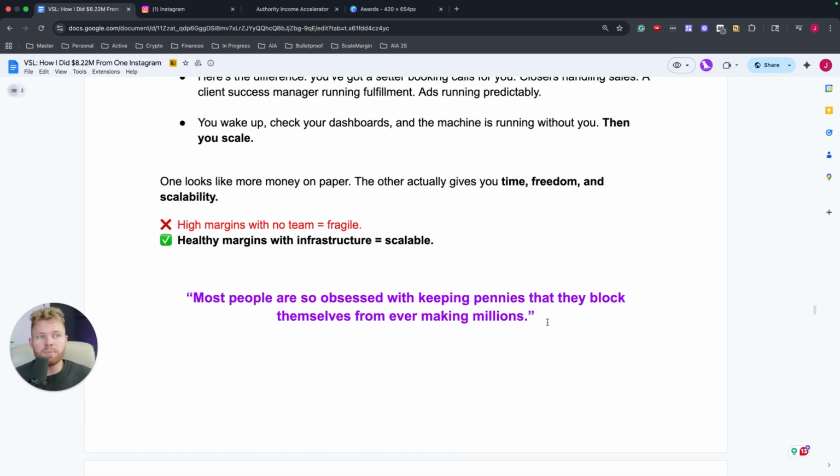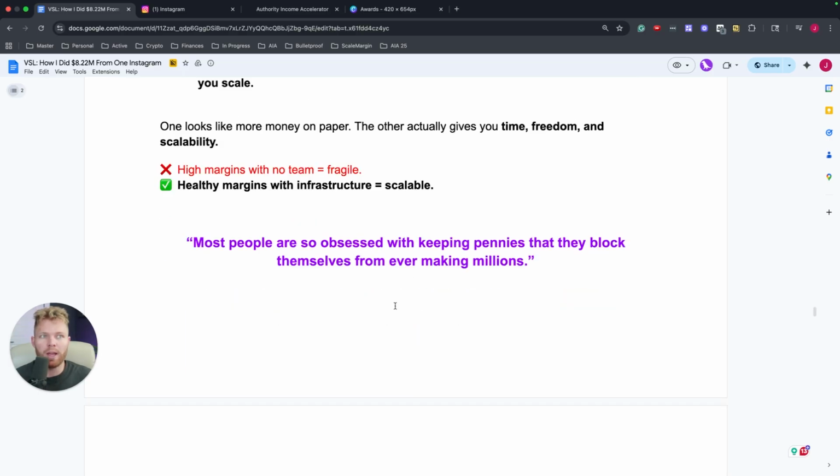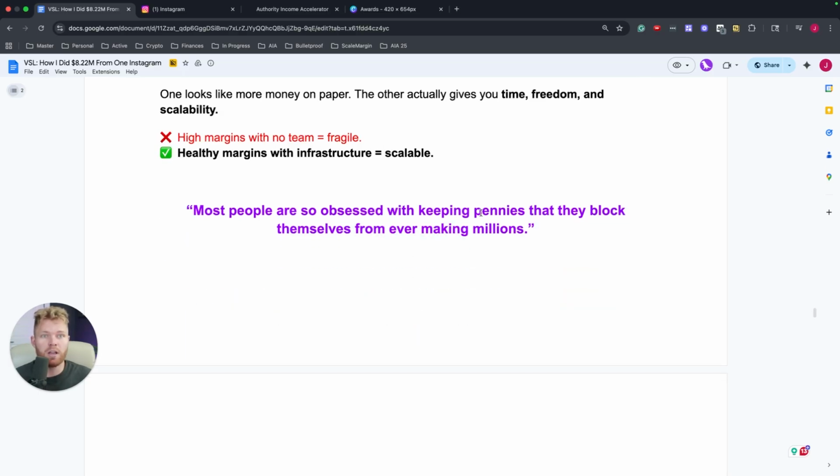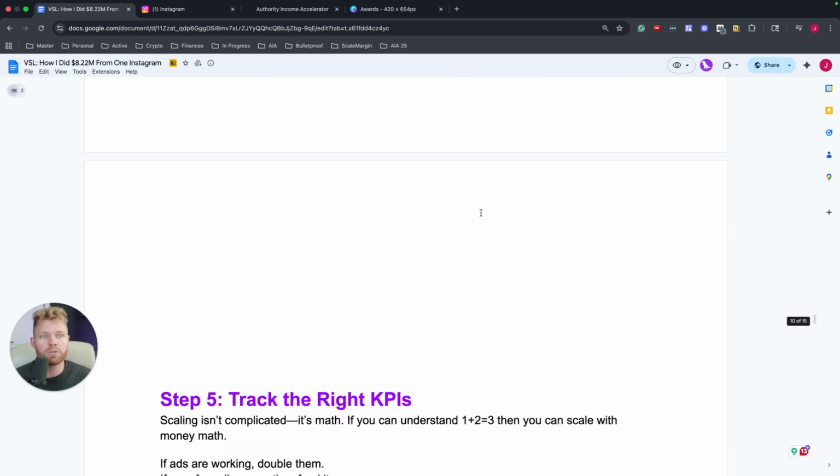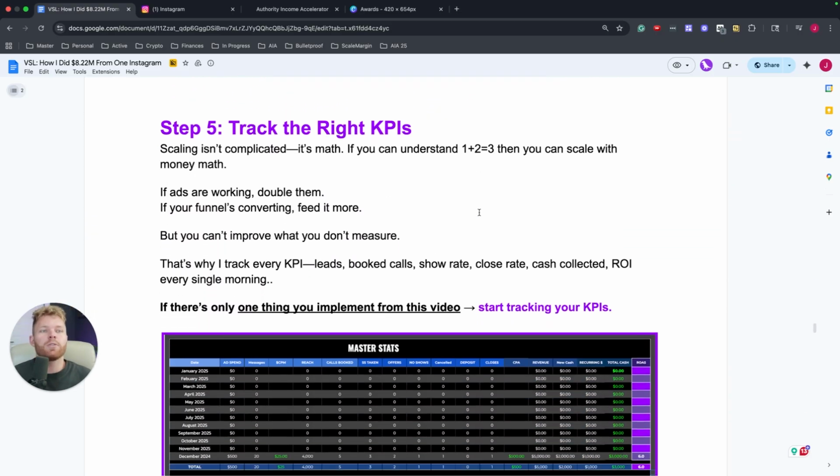So most people are so obsessed with keeping pennies that they block themselves from ever making millions. I read this quote from somewhere. I can't remember where. And this kind of changed the game for me. I think it was right after I hit my burnout phase. And I was this person that was just wanting to keep pennies. And then I realized I was preventing myself from making millions because of my bad habits and what I saw on social media. So I want to move into step 5, which is tracking the right KPIs.